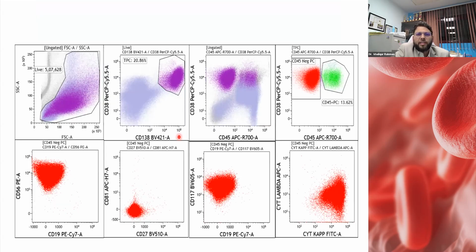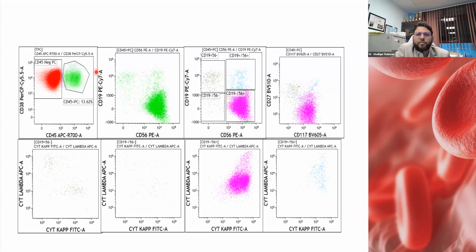Just to exemplify, these are 38, 138. If you see 45 versus 38, for this population 45 is almost negative. We get these cells in two different colors. This green appears to be the normal one, red appears to be the abnormal one. Now, this abnormal one is nicely positive for 56, bright expression, but negative for 19. This is an abnormality. They have lost 27, lost 81. They have gained 117, and now they are cytoplasmic kappa restricted. There is no lambda expression. So these are the abnormal plasma cells.